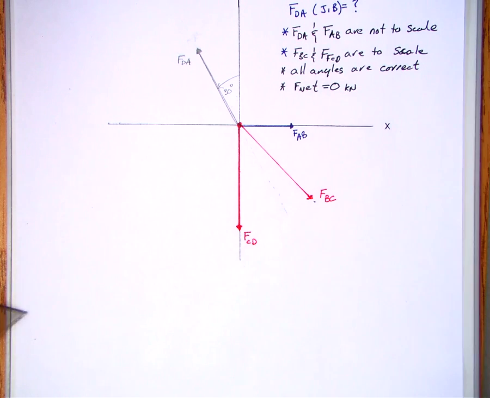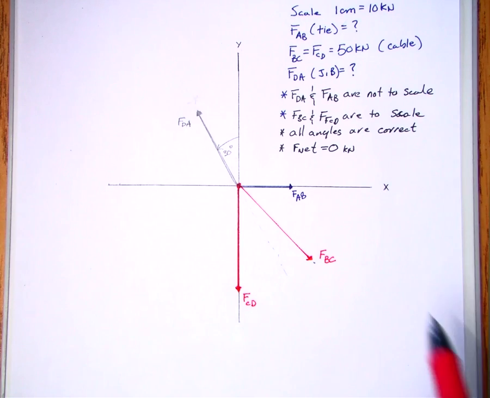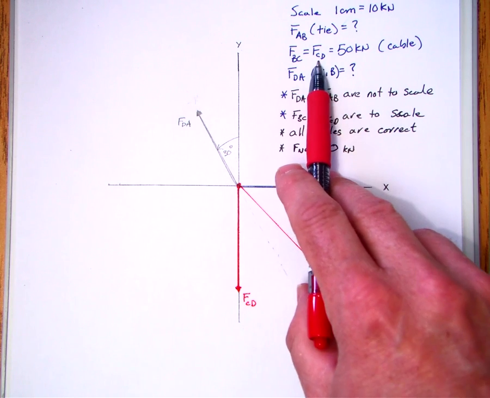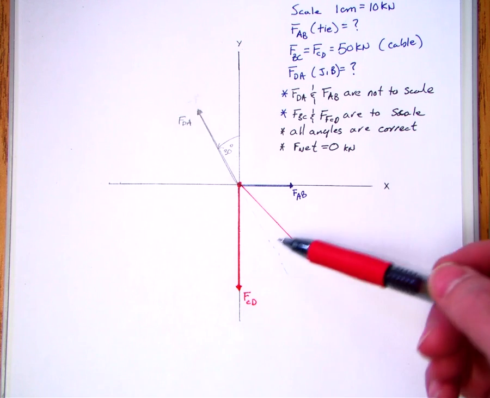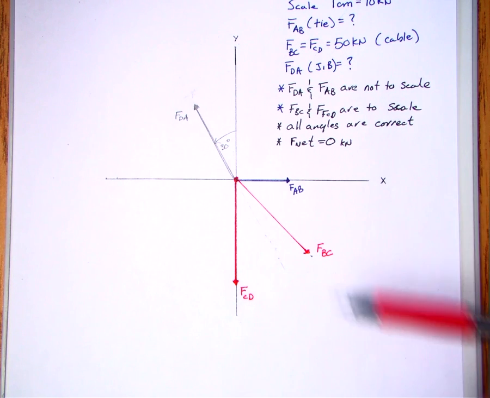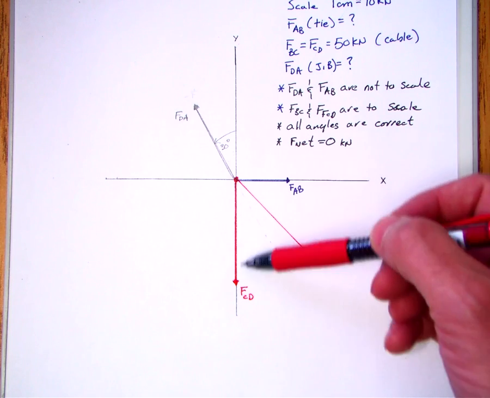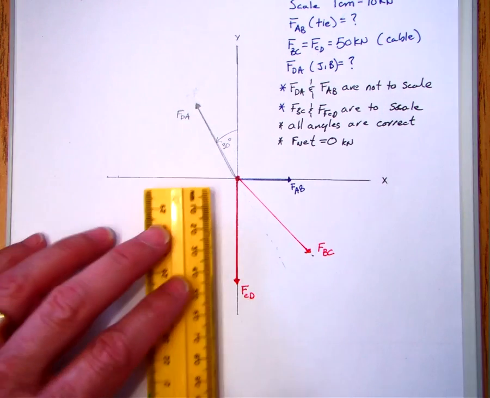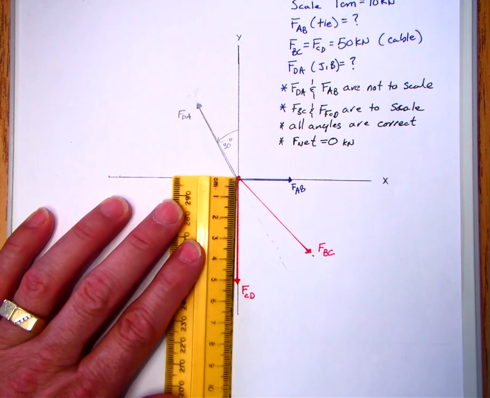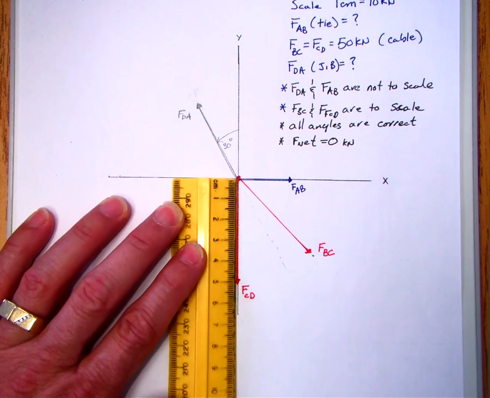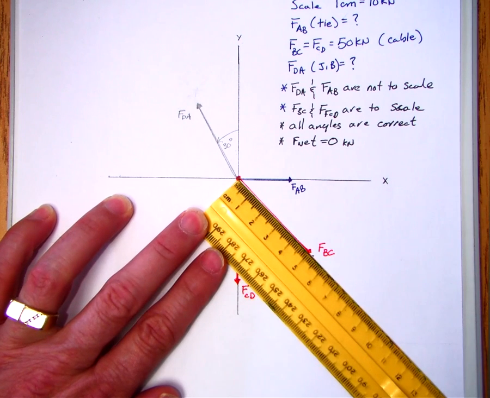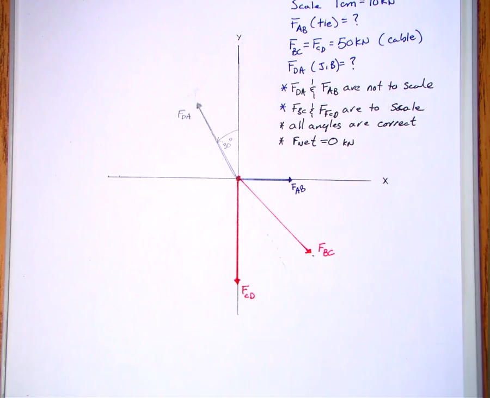The scale that we are using is 1 centimeter equals 10 kilonewtons. The force in the cable is 50 kilonewtons, and it does not matter which line that we look at, they would both be the same. So based on our scale, this line must measure 5 centimeters long, and if we measure it, it pans out to be 5 centimeters, and likewise this line should measure 5 centimeters long, and it too measures 5 centimeters.